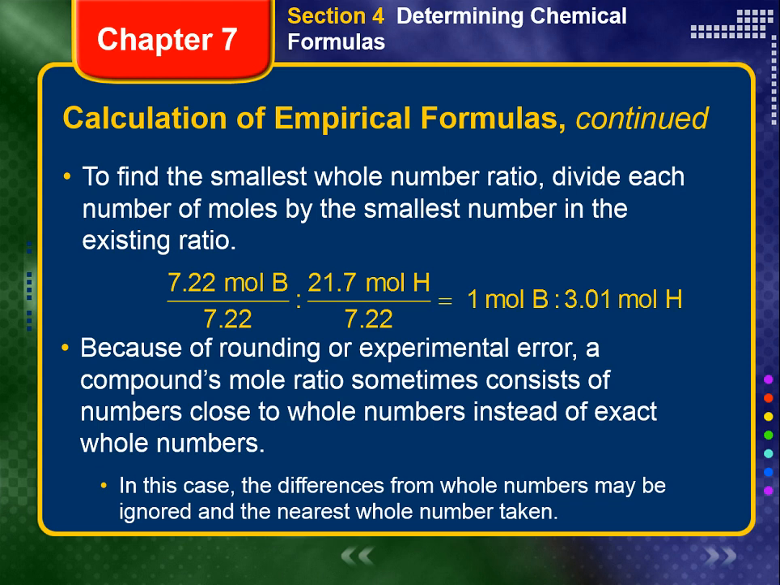Sometimes mass composition is known instead of percentage composition. To determine the empirical formula in this case, convert mass composition to composition in moles, then calculate the smallest whole number ratio of moles of atoms. This process is shown in Sample Problem 7-13 on page 231 of your texts.